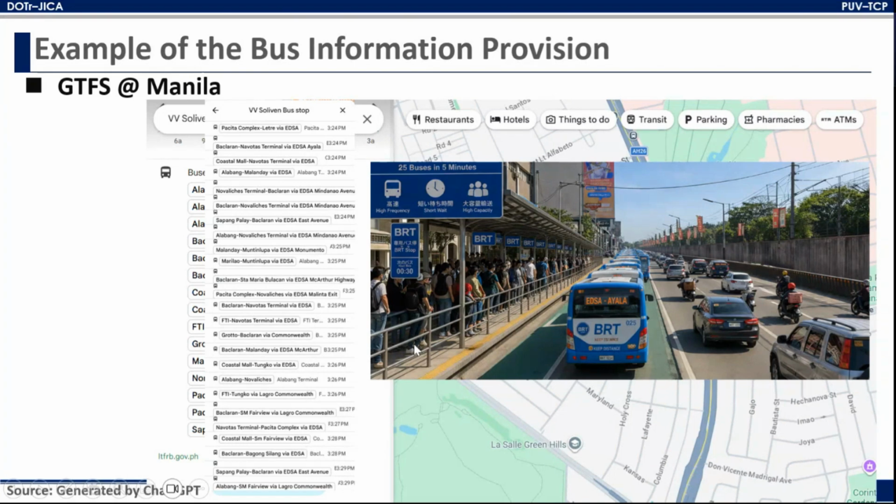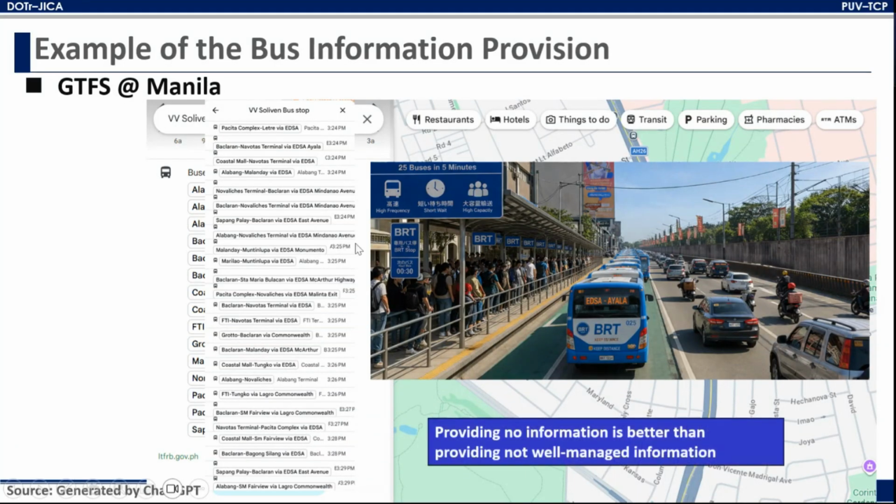Of course, I understand that DOTr is eager to prepare a project to develop their GTFS. However, I suppose providing no information is better than providing poor information. This is the international principle for public transport operations. So I would like to highlight that.